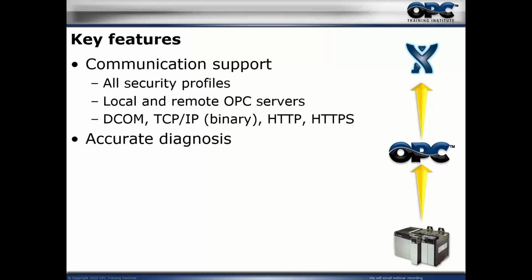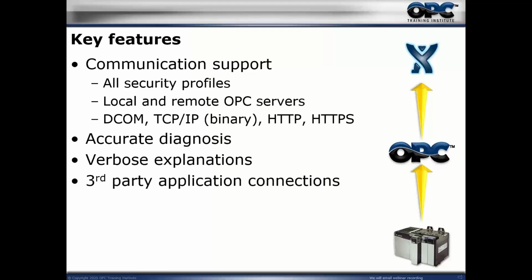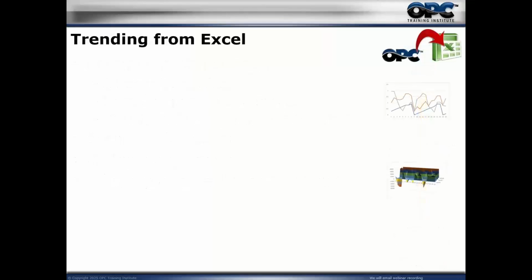You can get accurate diagnosis of any kind of connection problems, and it will give you very verbose explanations. They're very detailed. If you find something wrong, they tell you what's wrong, and they also tell you why. And of course, you can connect with third-party applications. So, for example, OPC Expert enables you to grab this data and then send it out to third-party applications without any problems using the API, which I'll show you in just a little bit.